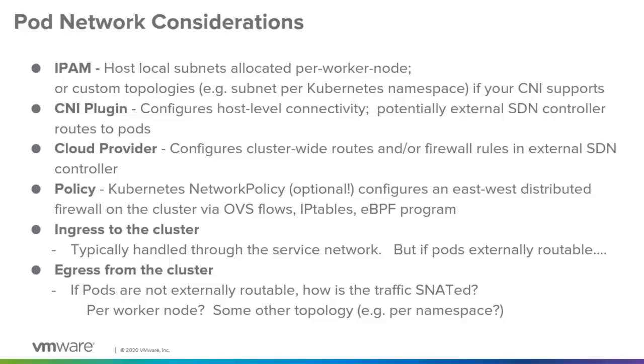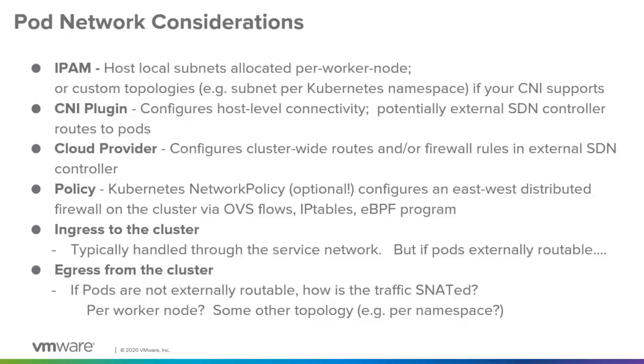The cloud provider does cluster-wide routes and/or firewall rules in the external SDN controller. So if you're running on Azure, or on Google, this is the part that plumbs the route tables in your cloud. This also can potentially open up security groups if you're doing services, which we'll talk about in part 2.